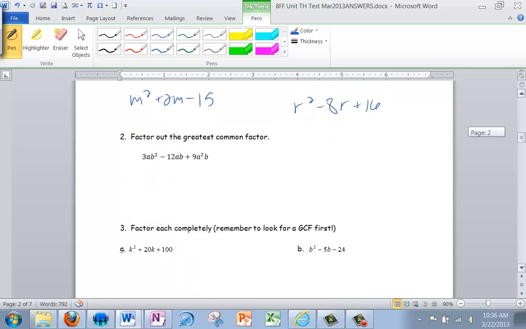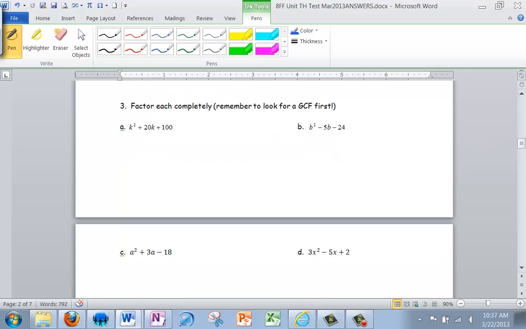Okay, number 2, factor out the greatest common factor. Of these three terms, the greatest common factor is 3ab. Then you want to divide each of these by 3ab, and you should end up with b minus 4 plus 3a. And then you stop there. There's nothing more you can do with that.